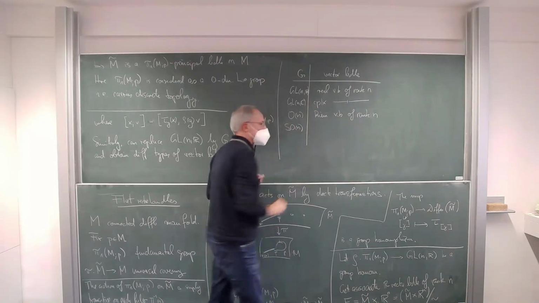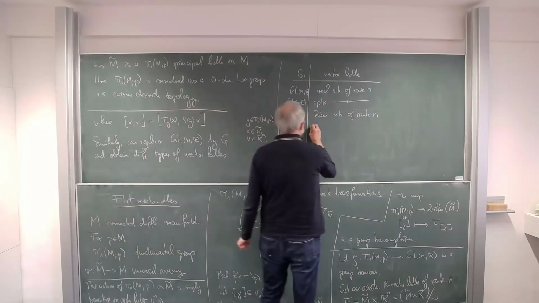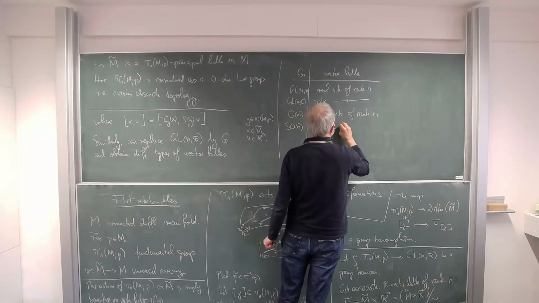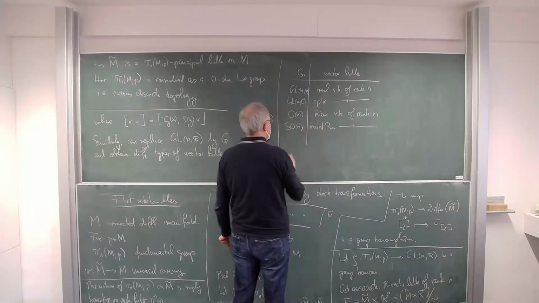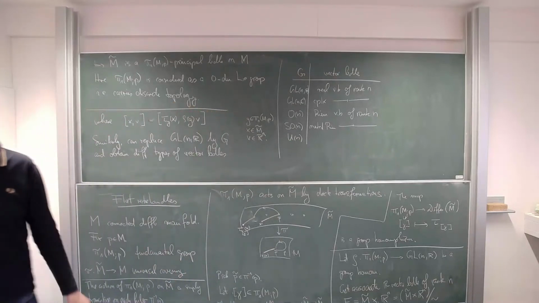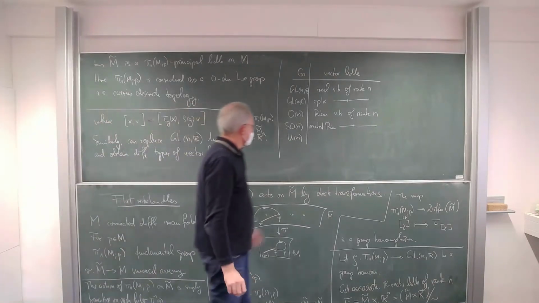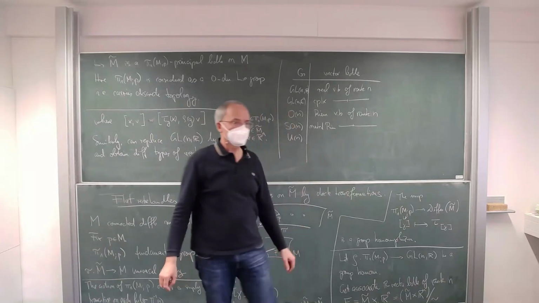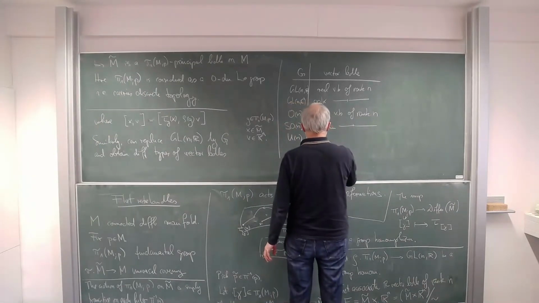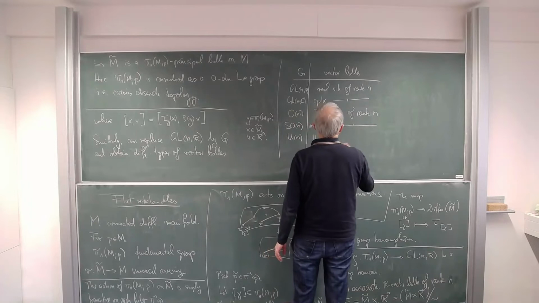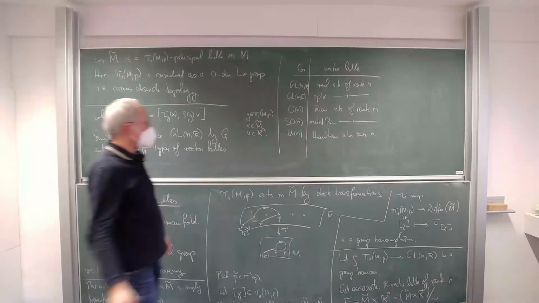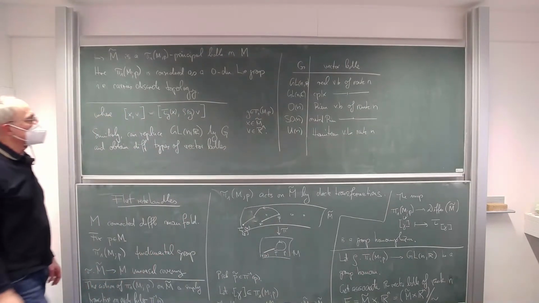SO(n), what's that? Oriented Riemannian vector bundle of rank n. Okay, U(n). What did that give us? Yes, Hermitian. Exactly. Vector bundle of rank n. So it's just a complex vector bundle equipped with a Hermitian scalar product everywhere. Yes.